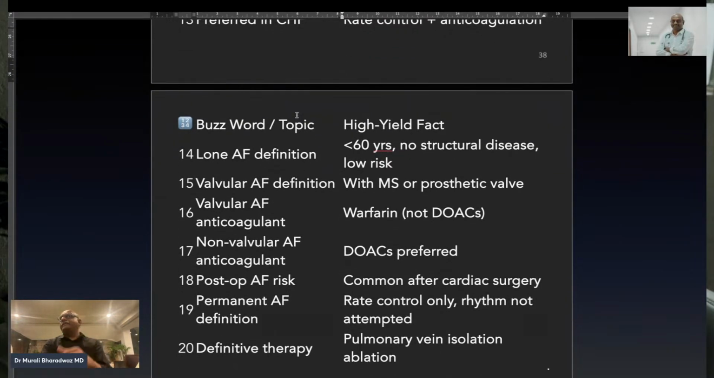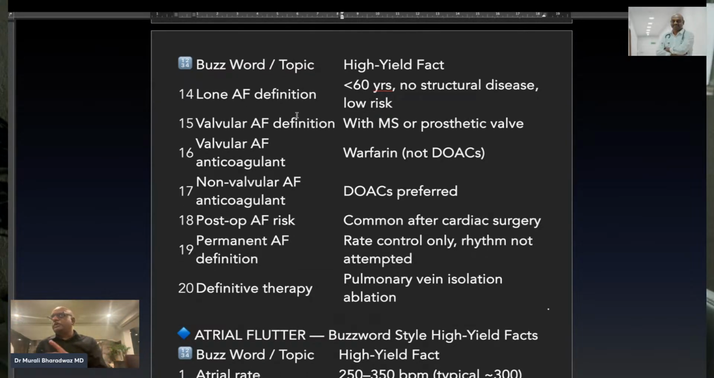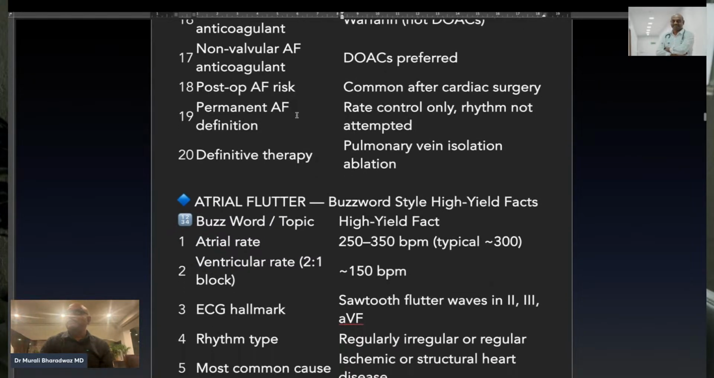So what do you mean by lone AF? No structural heart disease, less than 60 years, a good number of people can have AF, which is called lone AF, with no issues. Then what is valvular AF? MS or prosthetic valve with AF. Warfarin is the treatment especially with prosthetic valve or any valvular heart disease, not rivaroxaban. In non-valvular AF, the anticoagulant of choice is a direct acting oral anticoagulant agent.